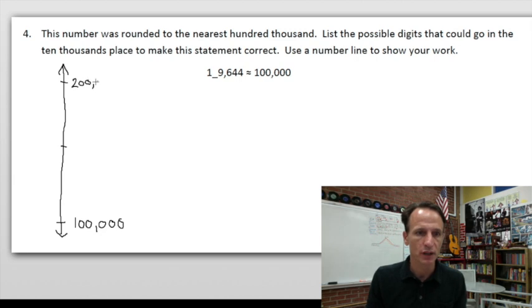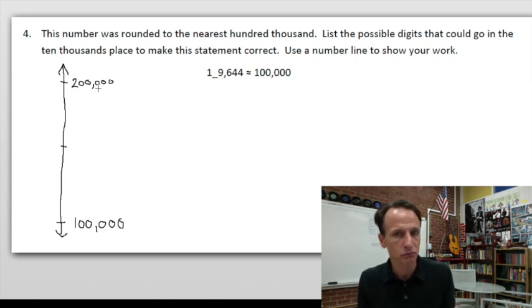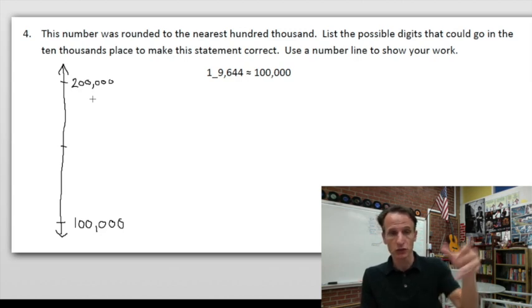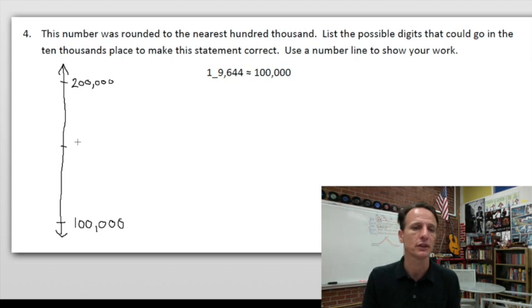And then we are to mark our midpoint. Well, what is the midpoint between 100,000 and 200,000? Well, you can even think of it in terms of what's the midpoint between 100 and 200, or even what's the midpoint between 10 and 20? 15, right? Between 100 and 200, 150. Between 100,000 and 200,000, 150,000. Okay, so that's our midpoint. Lovely.